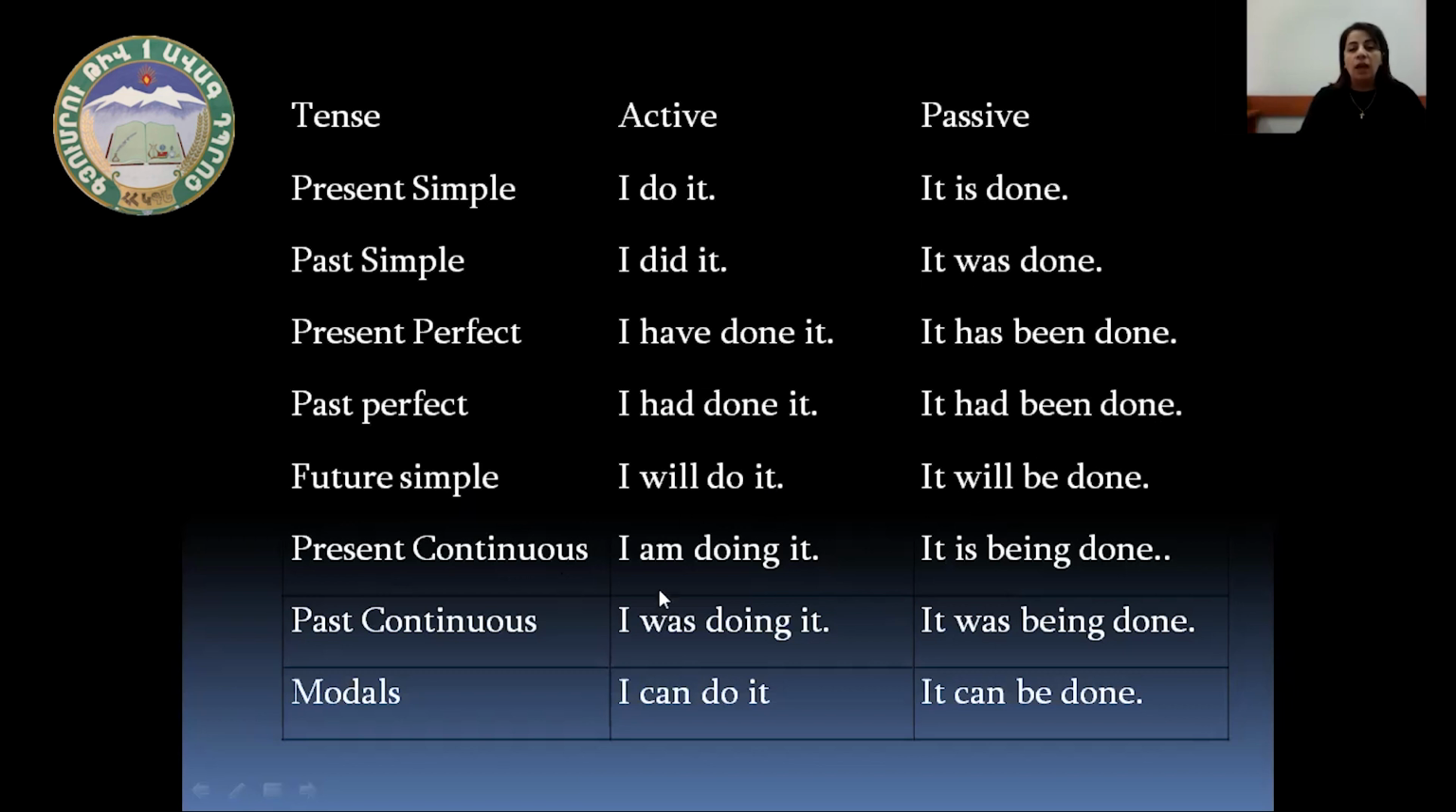Present continuous, I am doing it, it is being done. Past continuous, I was doing it, it was being done. And modals, I can do it, it can be done. So this was done for you to have a better understanding of what I was speaking about.